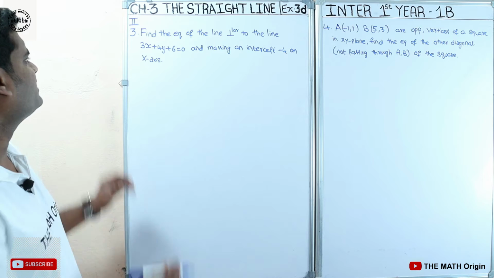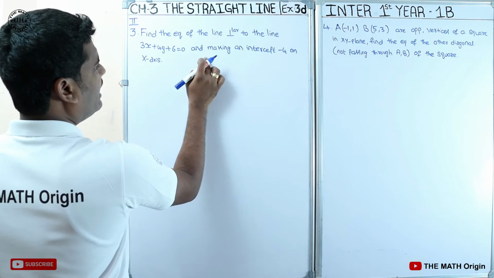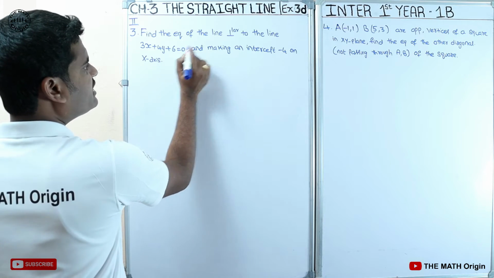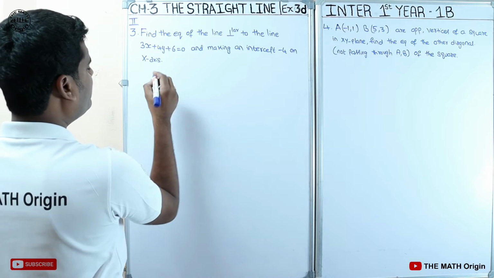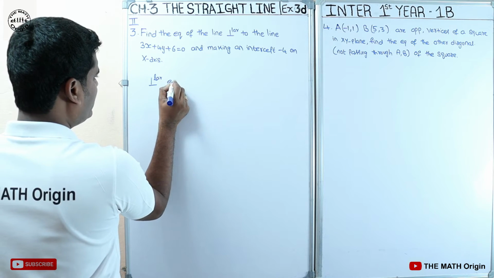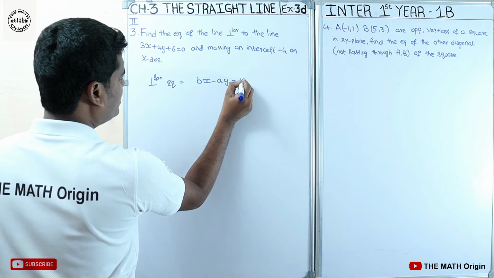Third question from the second section. Find the equation of a line perpendicular to the line and making an intercept of -4 on the x axis. Okay, the formula for the perpendicular equation is bx minus ay equals k.